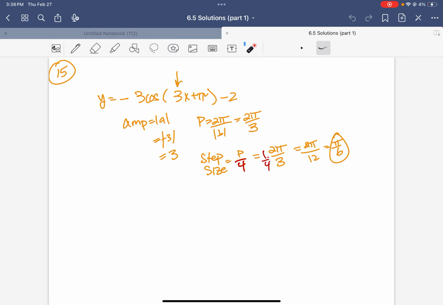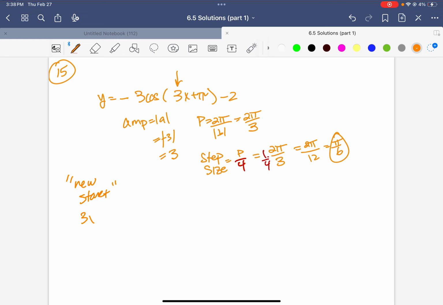Okay, let's continue with this number 15. So I've got this function, -3 cosine of 3x plus pi minus 2. We found the amplitude in the last video, the period, and the step size. So I guess now we need to find this new starting value. The new start is going to be where the inputs into cosine finally equal 0, because when you plug in 0 into cosine, that's where it will start the cycle.